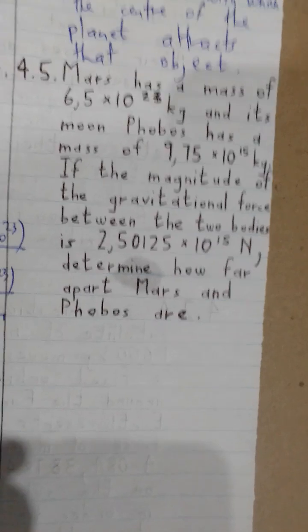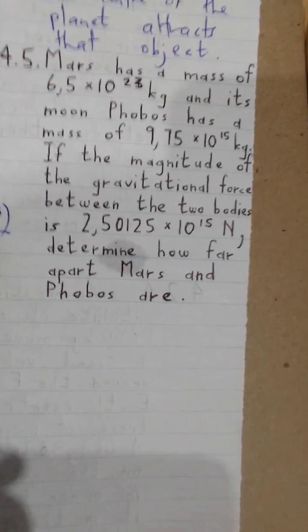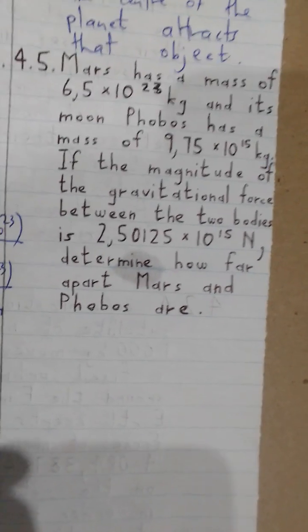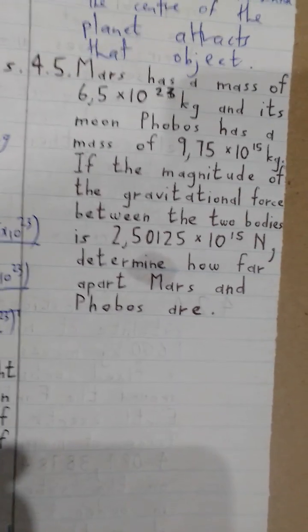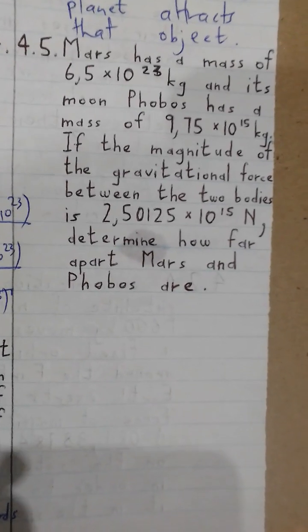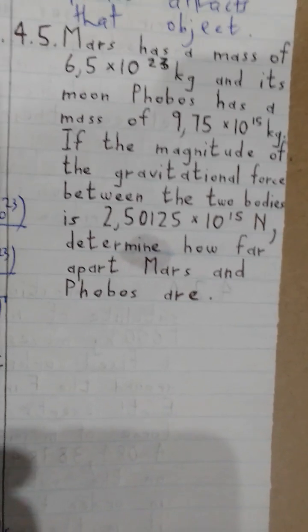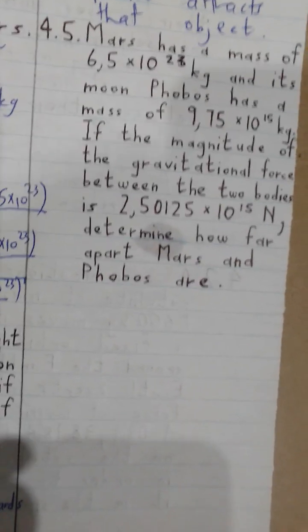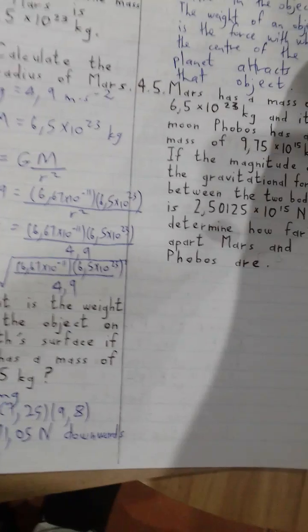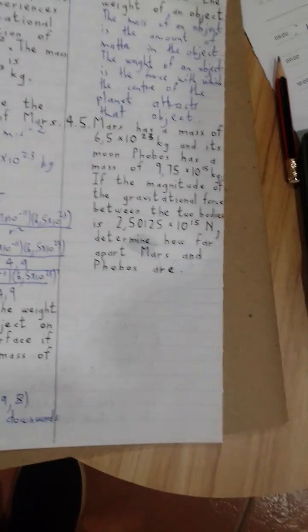4.5 states, Mars has a mass of 6.5 times 10 to the 23 kilograms, and its moon Phobos has a mass of 9.75 times 10 to the 15 kilograms. If the magnitude of the gravitational force between the two bodies is 2.50125 times 10 to the 15 newtons, determine how far apart Mars and Phobos are. So we need to find the radius. On the information sheet, we're not given the radius of Mars or the radius of Phobos, so we just need to find the radius, which is the distance between their centers, r.